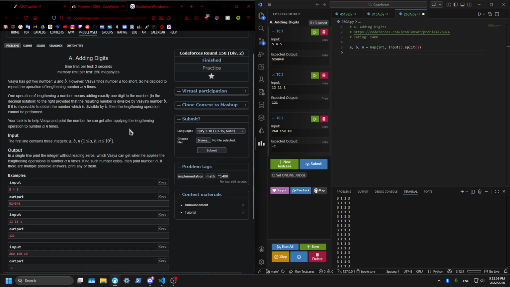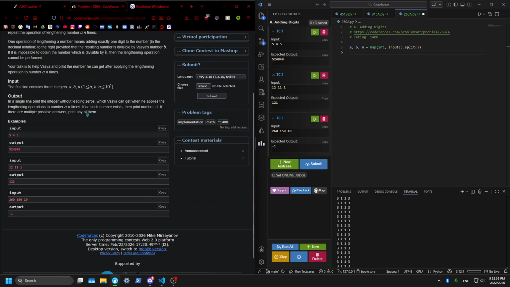So what are we doing? A is too short. Adding exactly one digit to the number in decimal notation to the right, provided that the resulting number is divisible by B. If it's impossible, then it cannot be performed. So, this is quite interesting. In n times, we want to increase the length of 5 n times, and it needs to be divisible by 4.